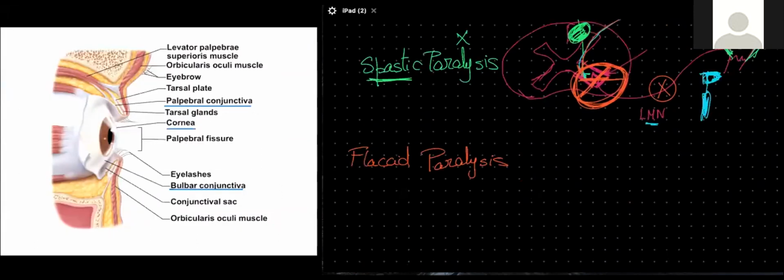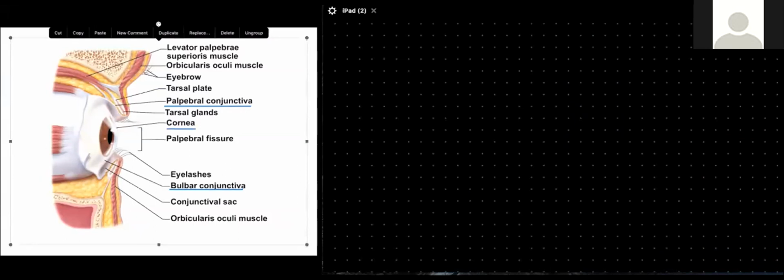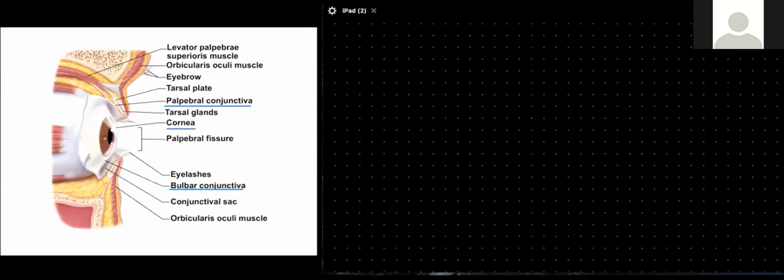Starting first with vision. Before we start our discussion of vision, we need to have a general overview of the structure of the eye. If we're looking on here, you will see that the eye is going to be kept inside a bony socket. This is my orbit. And if we see on here, we're going to have muscles that would be attached to the eyeball.